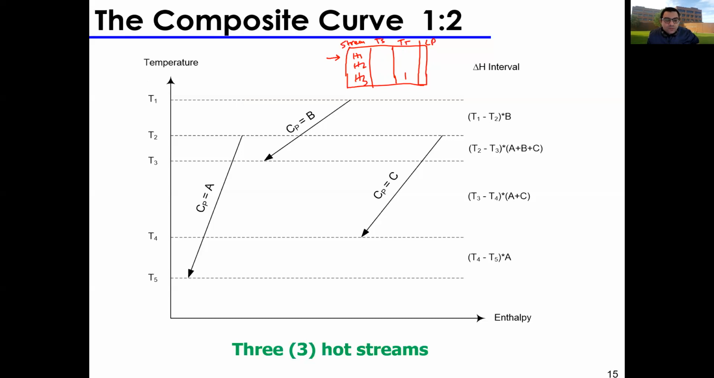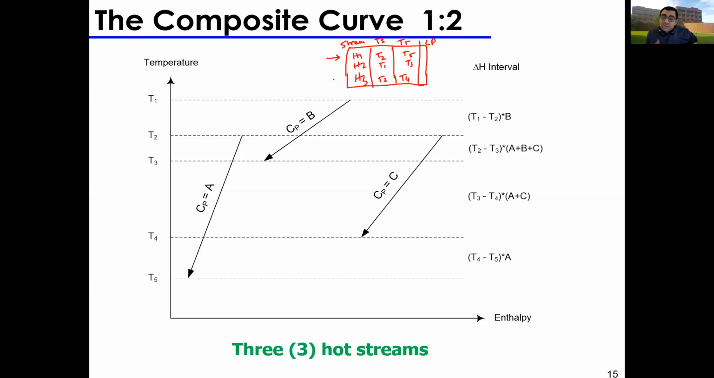So this stream from T2 to T5, let me write it here. I need the pen. Okay, let's write this guy here. So this is T2 to T5. This is, let's say, T1 to T3. And the last one is from T2 to T4, right?